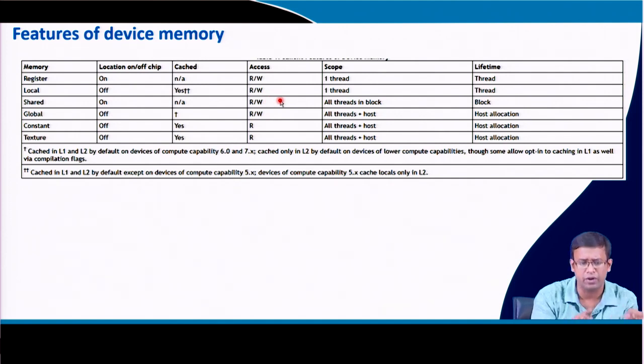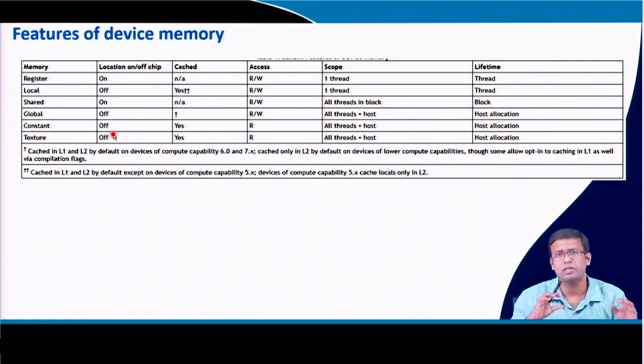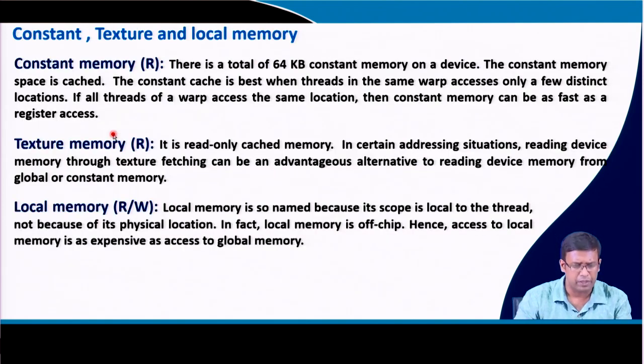There are some read-only memories, which are constant and texture, and they are off chip, but these memories can be read very fast by the streaming multiprocessor. There are some hardware benefits there. Let us look into it in detail.